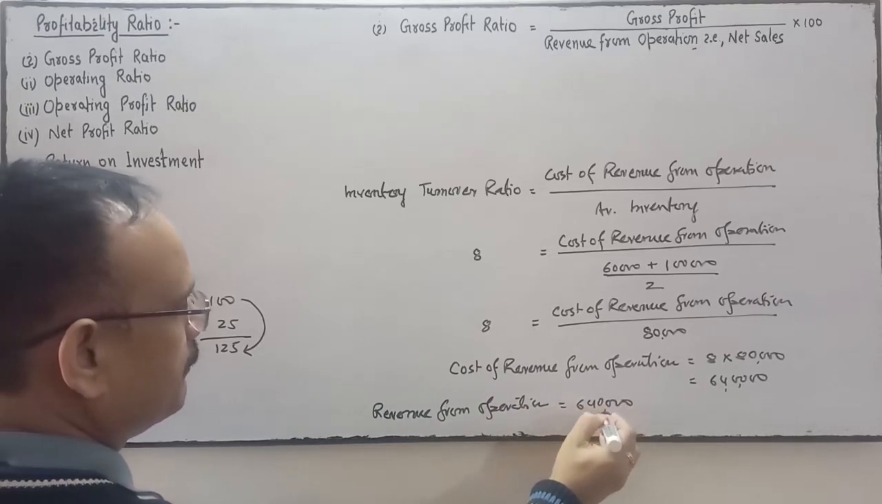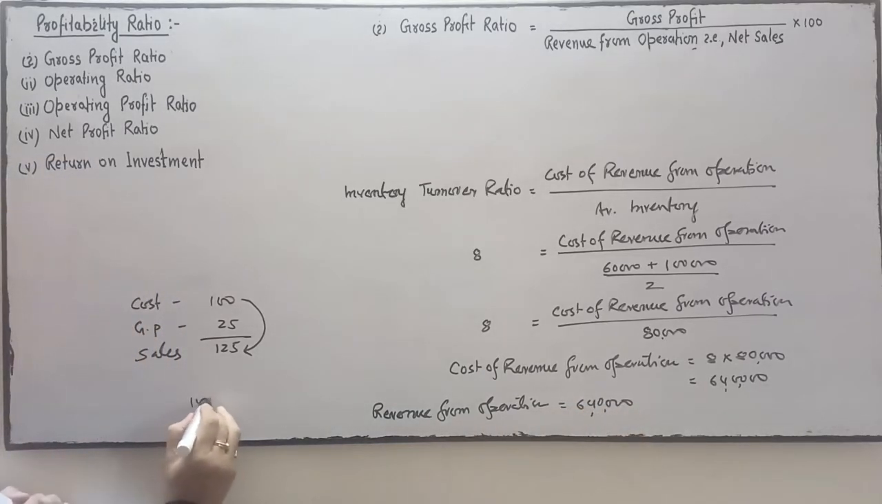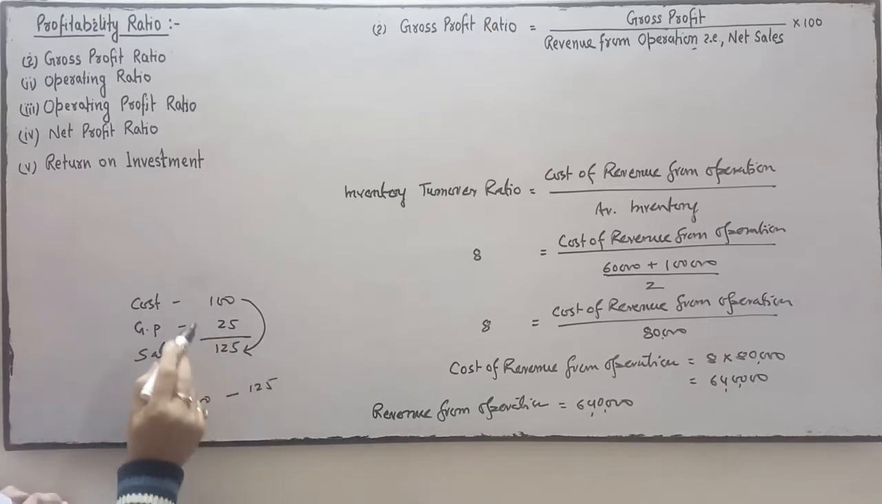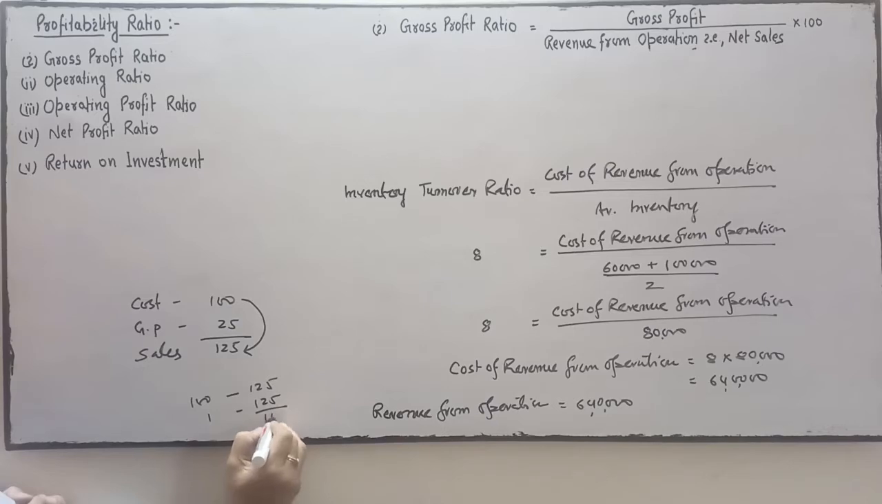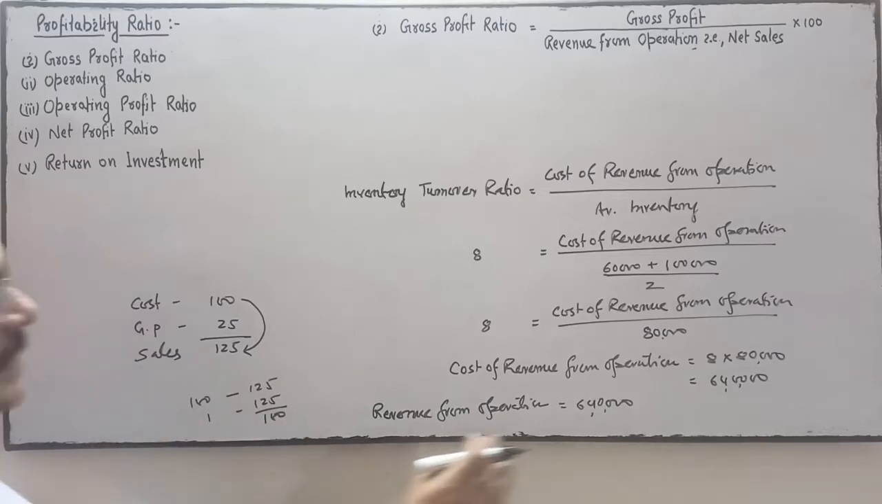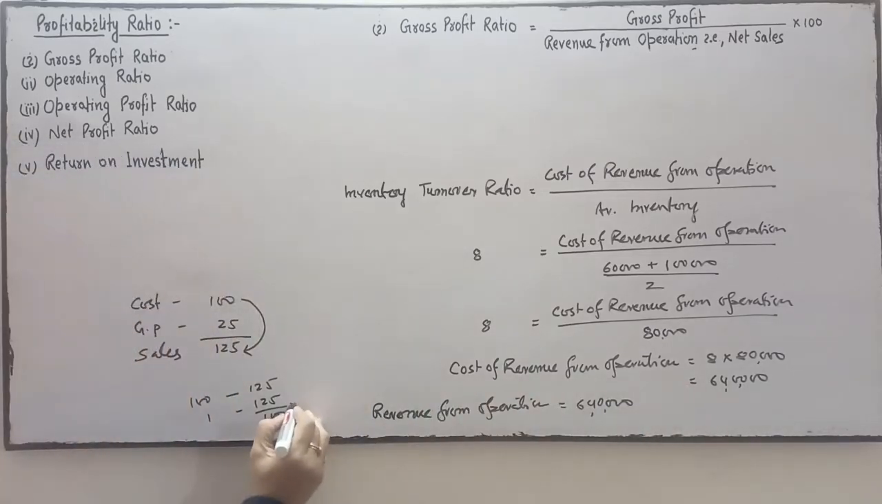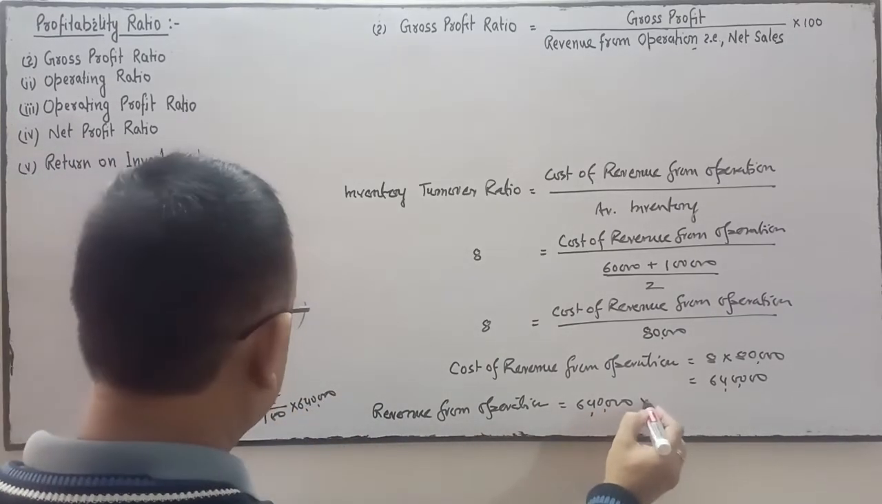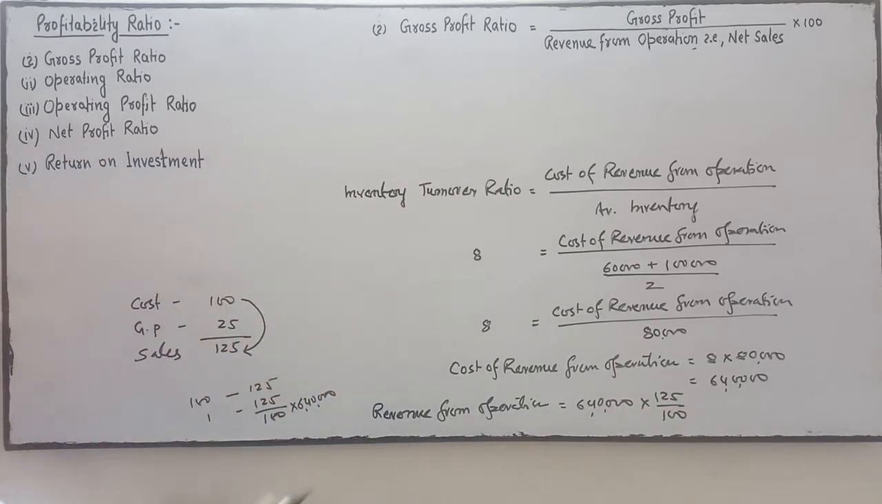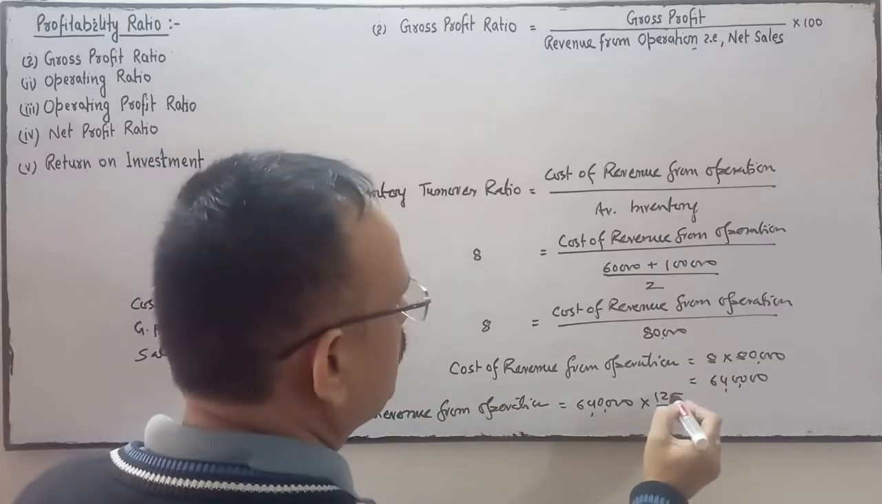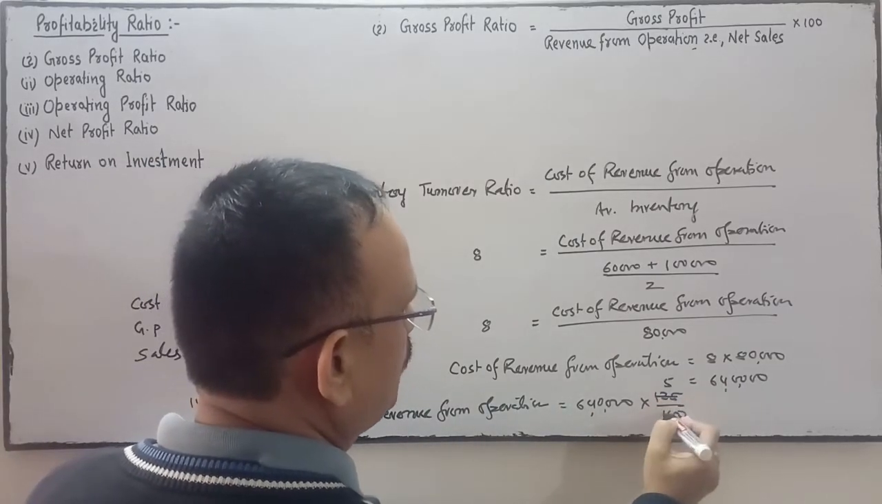6,40,000 is the cost of revenue. When the cost of revenue is 100, selling price is 125. On the basis of this, when it is 1, then it is 125 by 100. And when the cost of revenue is 6,40,000, then what will we do? Multiply by 6,40,000. So I'm going to directly write over here 125 upon 100, that will be your revenue from operation.